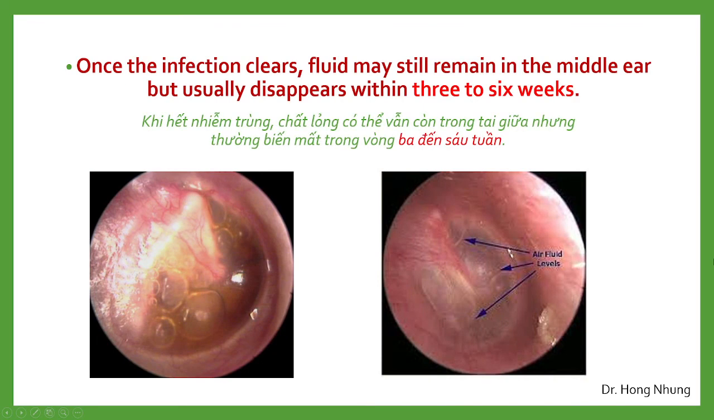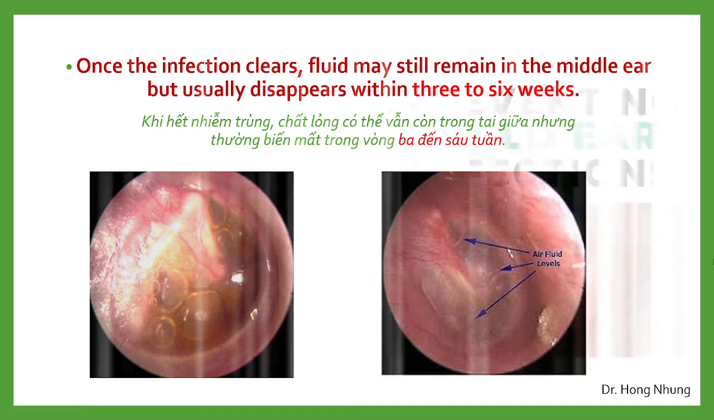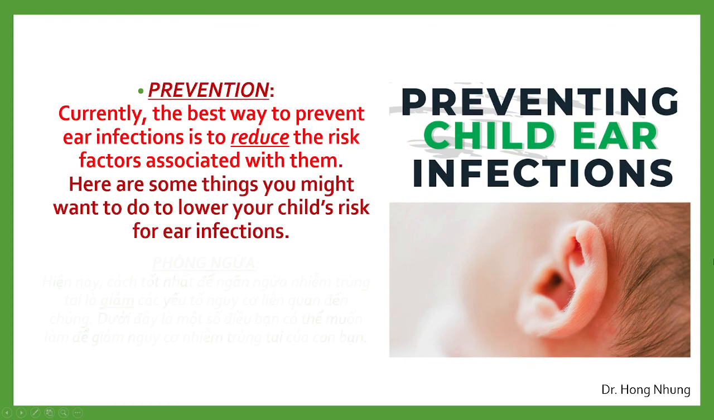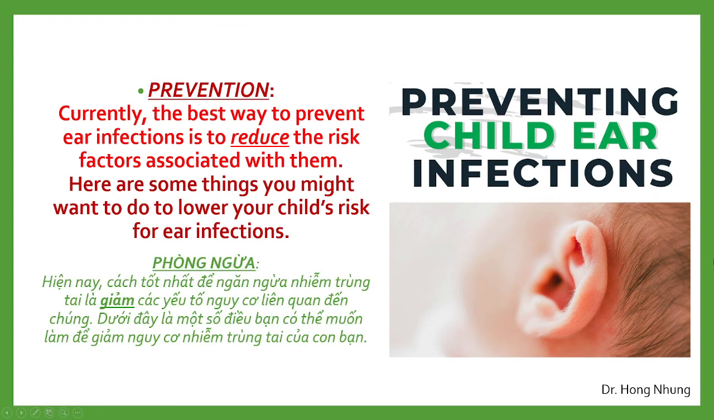Once the infection clears, fluid may still remain in the middle ear, but usually disappears within 3 to 6 weeks. Prevention. Currently, the best way to prevent ear infections is to reduce the risk factors associated with them. Here are some things you might want to do to lower your child's risk for ear infections.